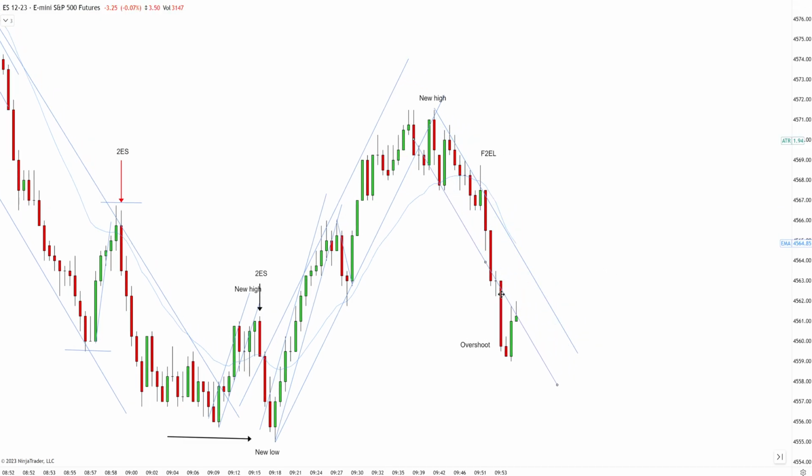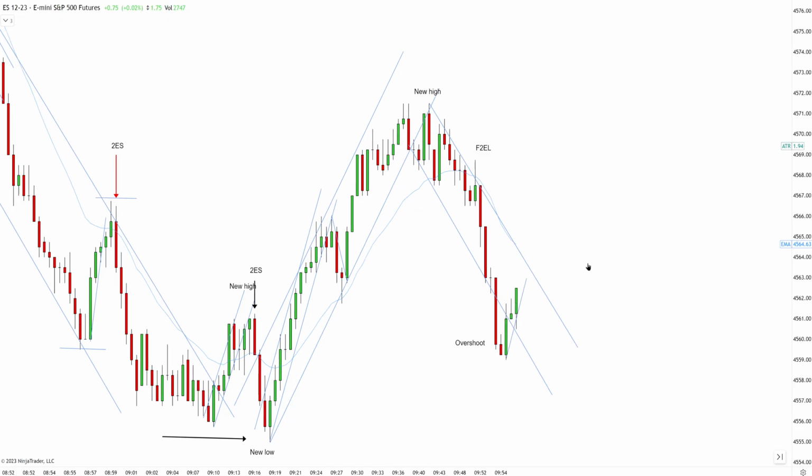I'm going to draw this channel, but we have overshoot. You can see spike down, far from the EMA, breaking the trend channel line. So overshoot can lead to break of a channel or reversal. Okay, I expect stronger bullish momentum in the opposite direction. So if there's going to be the first second entry short, I will skip it.